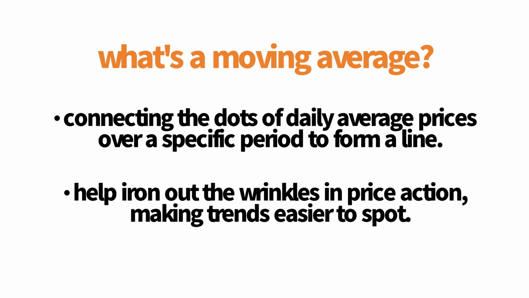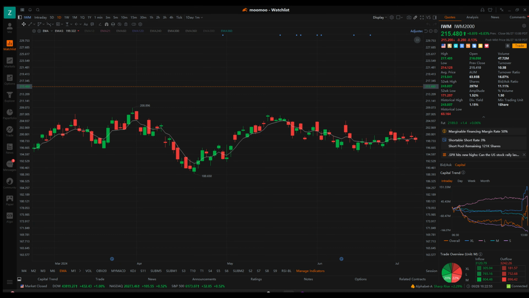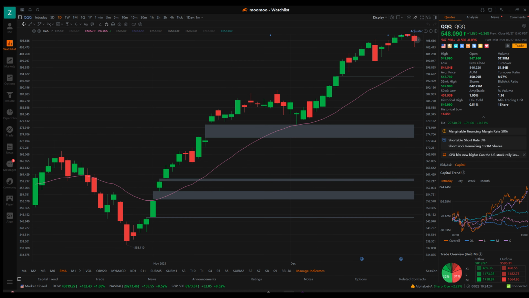Moving averages help iron out the wrinkles in price action, making trends easier to spot. While prices might jump around like a caffeinated squirrel, the moving average keeps it cool and steady. That's why moving averages are go-to tools for spotting trends. When a moving average starts to bend, it's often the first whisper of a trend reversal.